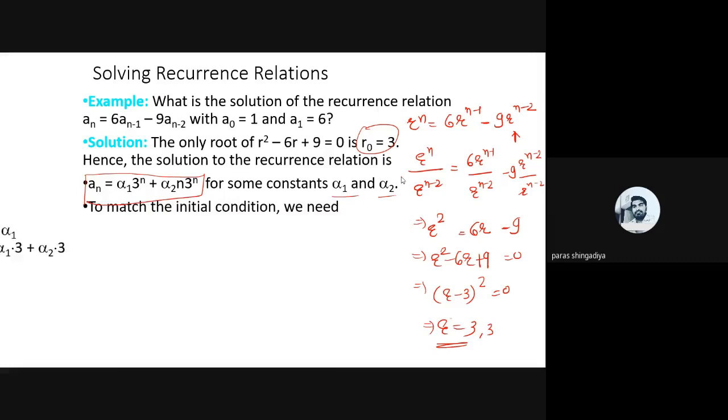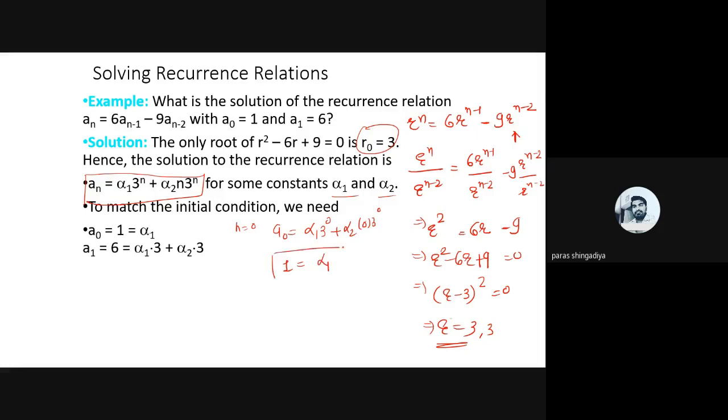And now we'll match the initial conditions. The initial condition is a0 = 1. So for n = 0, a0 in this equation becomes alpha1 3^0 + alpha2 0 into 3^0. So 1 = alpha1, because the second term becomes zero. That is, alpha1 we get directly.